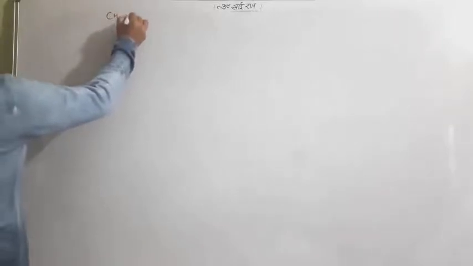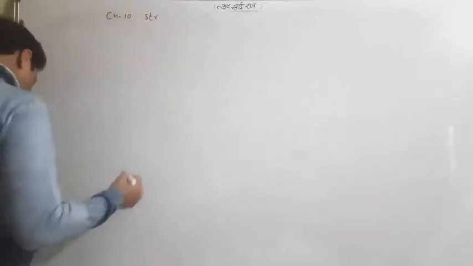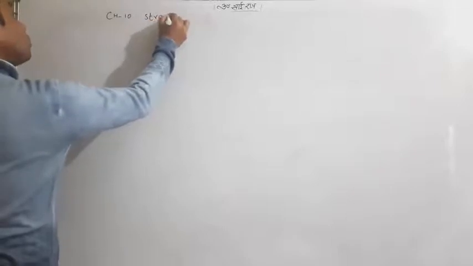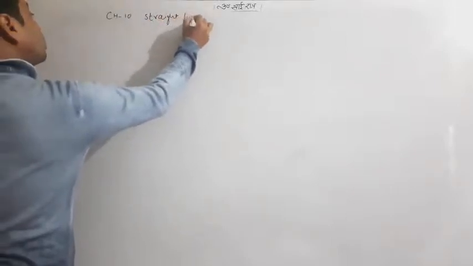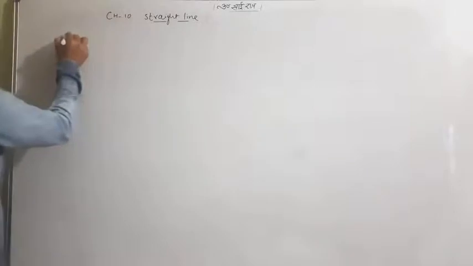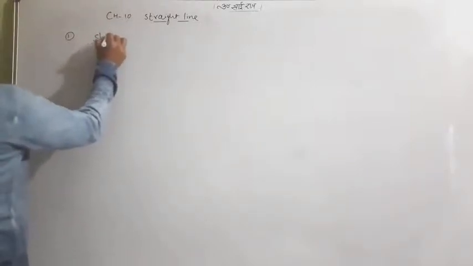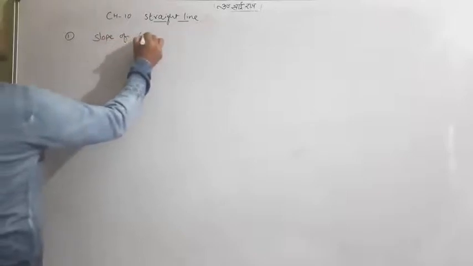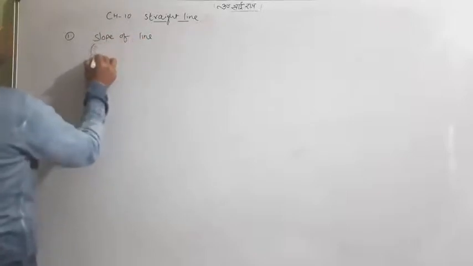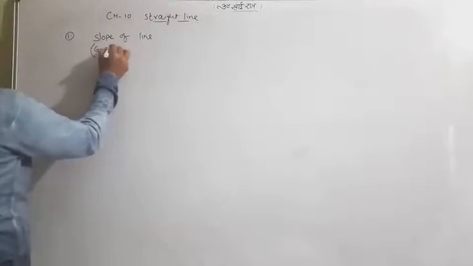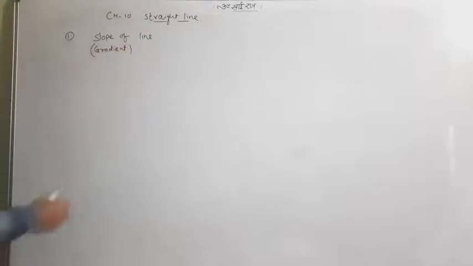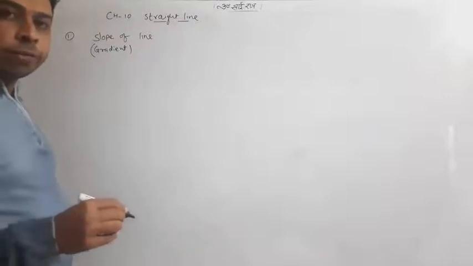We'll see the new chapter today, and the chapter is straight line. Chapter number 10, straight line. Interesting chapter this is. First of all, we will talk about the new concept: slope of line. Slope is also called gradient of line.